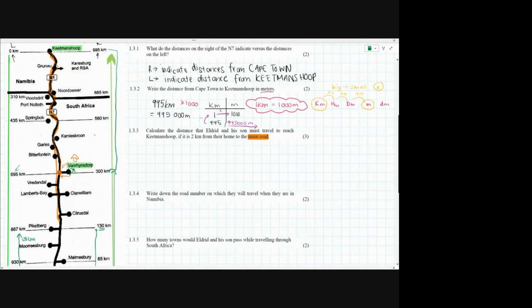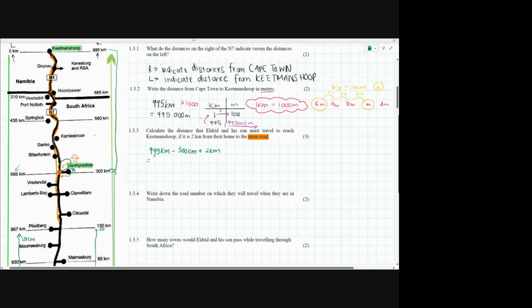So we know the total distance is 995 kilometers. Obviously, they're not traveling from Cape Town, so those first 300 kilometers are not relevant to us. We need to take them away. They're traveling from Van Rensdorp to Keetmanshoop, not from Cape Town. And what we need to remember is that they still needed to travel 2 kilometers from their house to the main road. So we need to add on 2 kilometers for them to travel from home to the main road, N7.